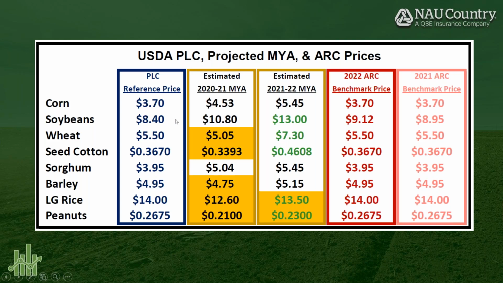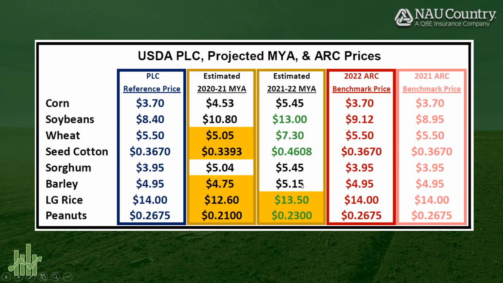Not very stellar at 3.70 corn, 8.40 beans, 5.50 wheat. A year ago, these were the prices in the second column. Anybody with wheat in the PLC program that ended last August would have gotten a check for 45 cents. But the marketing year we're in right now, in the middle column, we're way above the PLC prices. And I'm going to go out on a limb and say next year is going to be the same. We're going to still be way above these blue numbers.